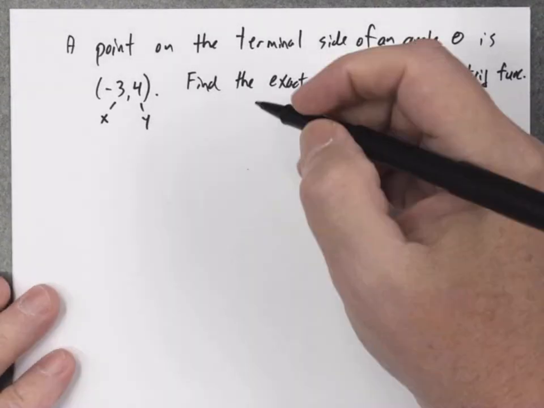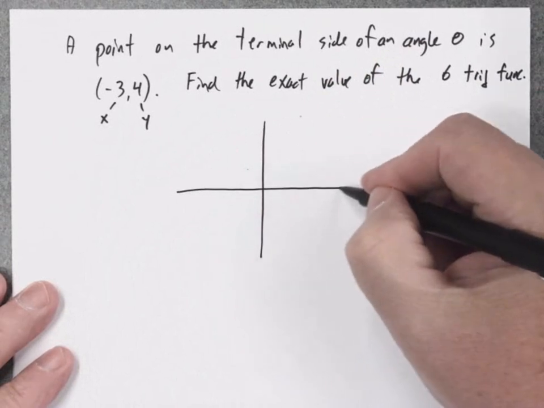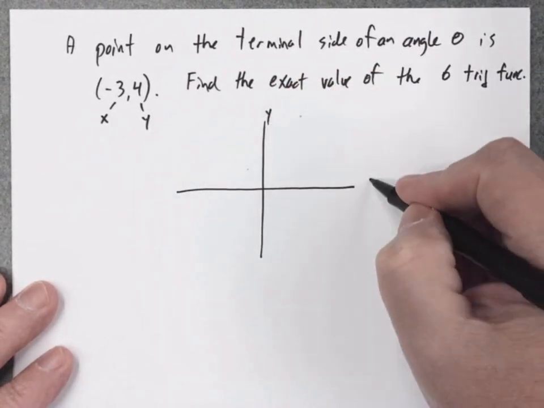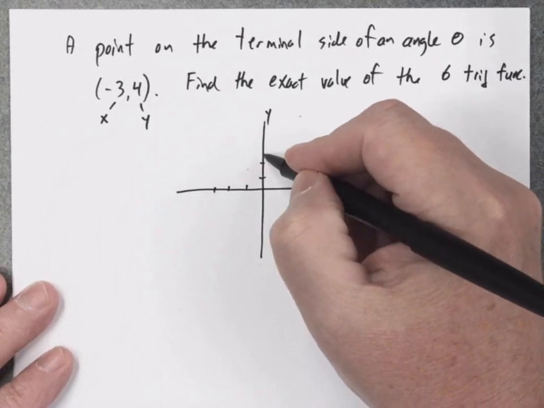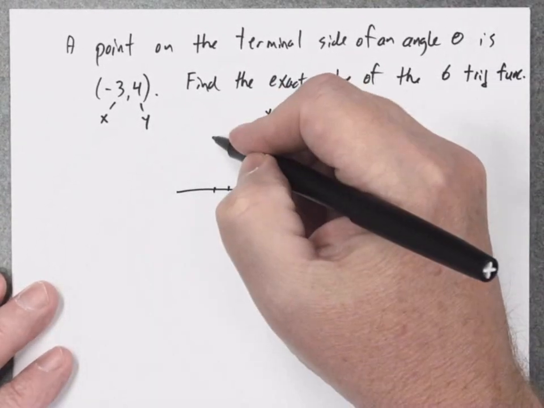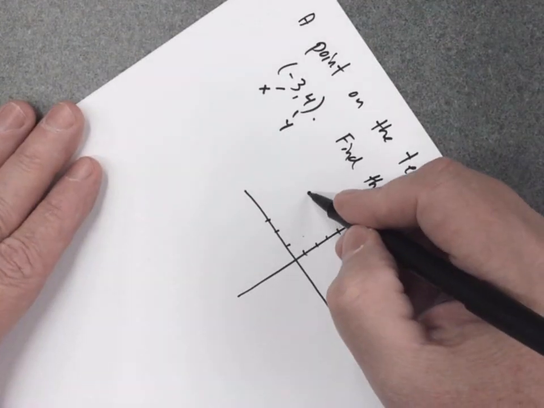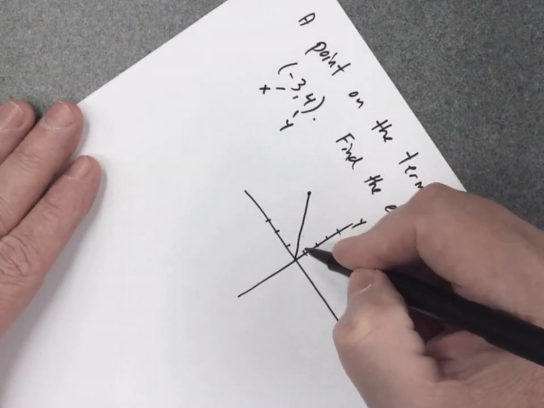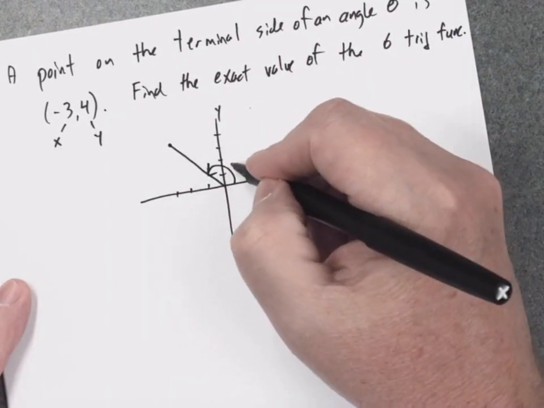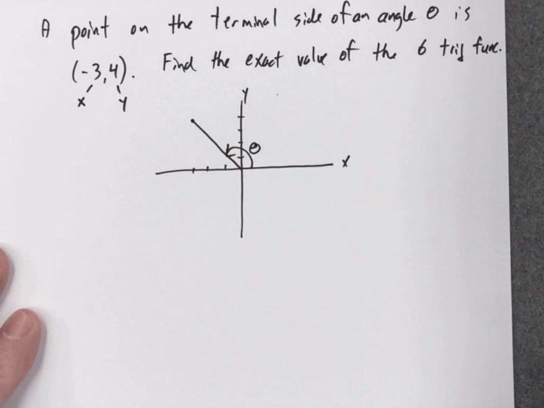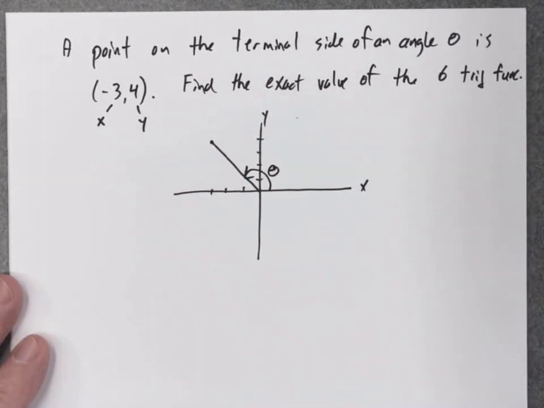So here's all they're saying. I'm going to graph this point. So -3, 4 is like right here. And they're saying basically here's your angle, and they want to find the trig functions for this angle.